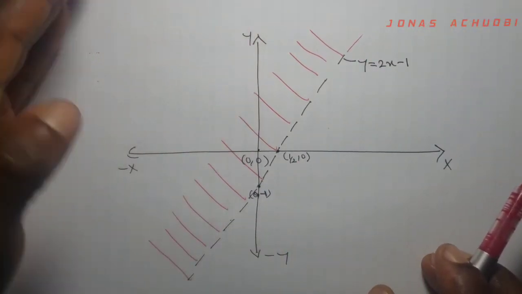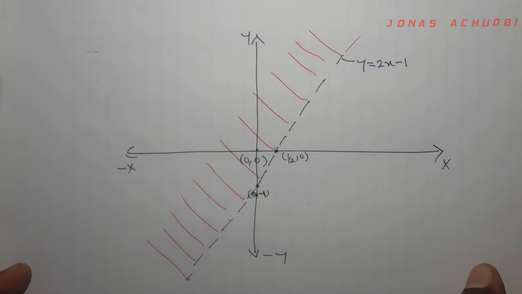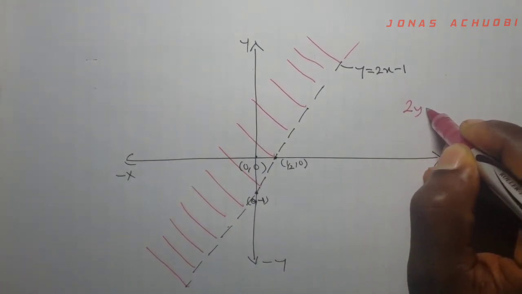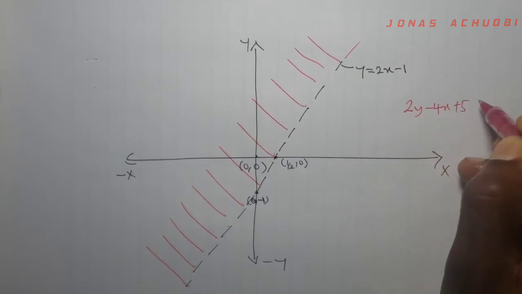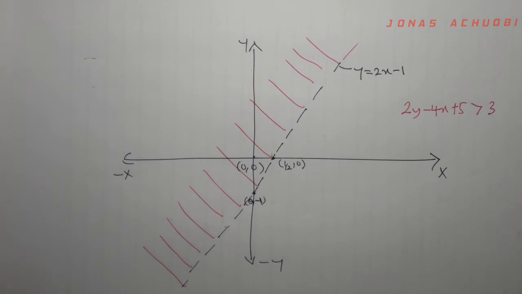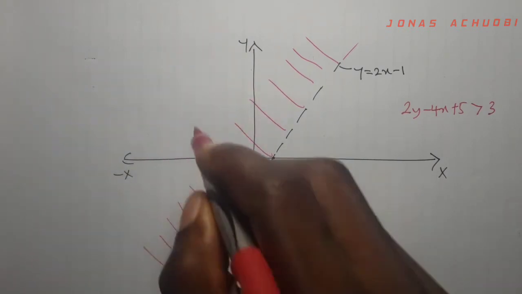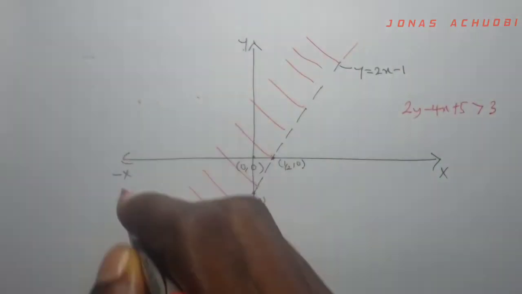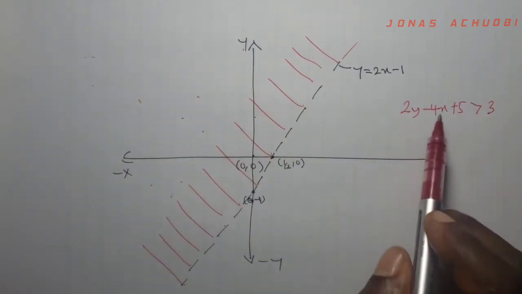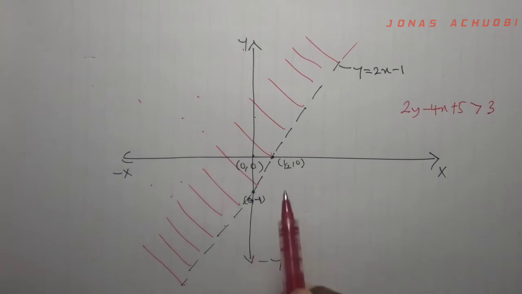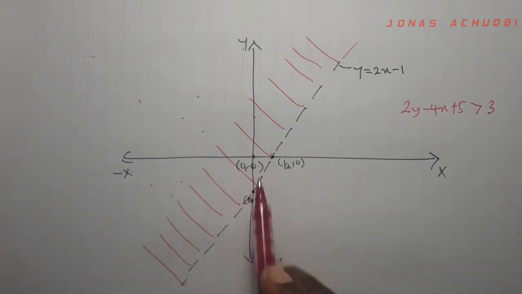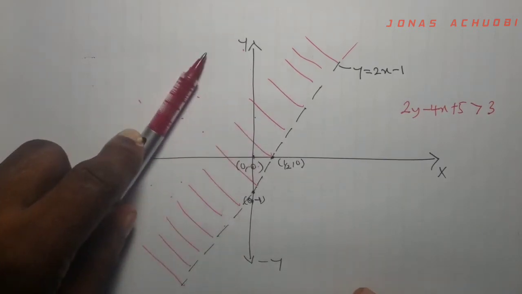So the shaded region here is what we refer to as the solution region for the given inequality, which is 2y minus 4x plus 5 greater than 3. What this means is that whatever point you pick in this region, such a point will satisfy the inequality. Now let's just pick one point, 0, 0. Of course, 0, 0 is already in the region, as you can see.